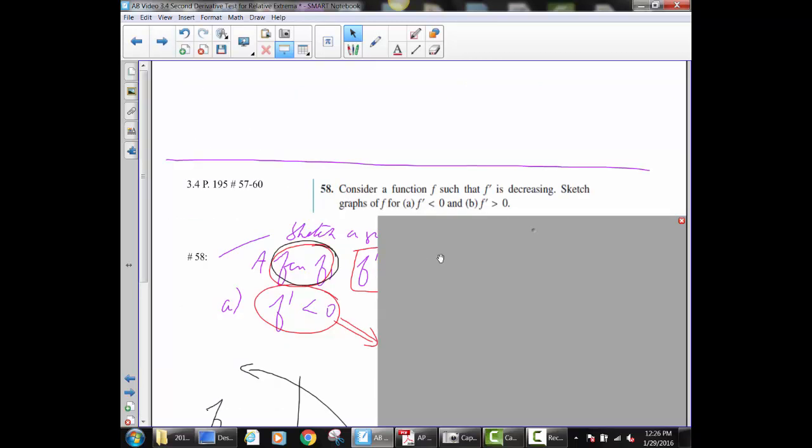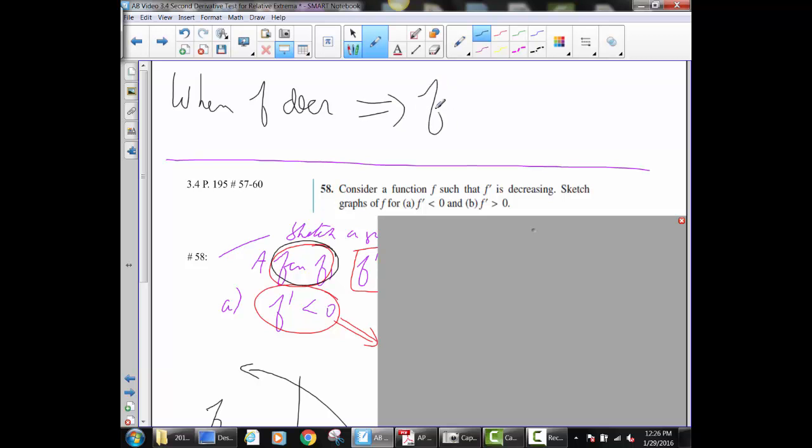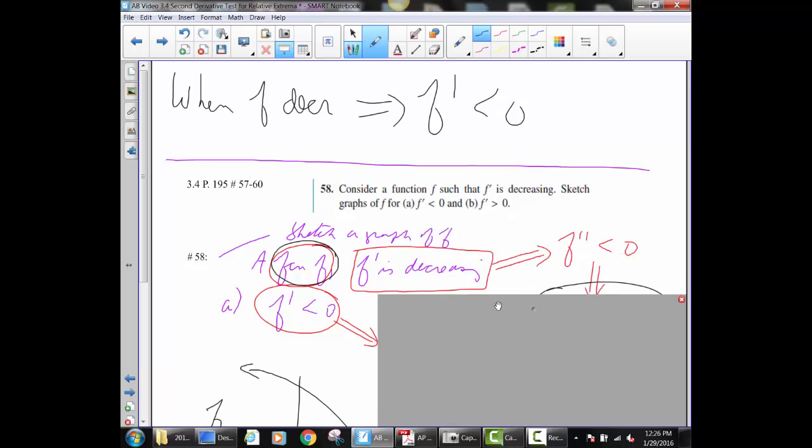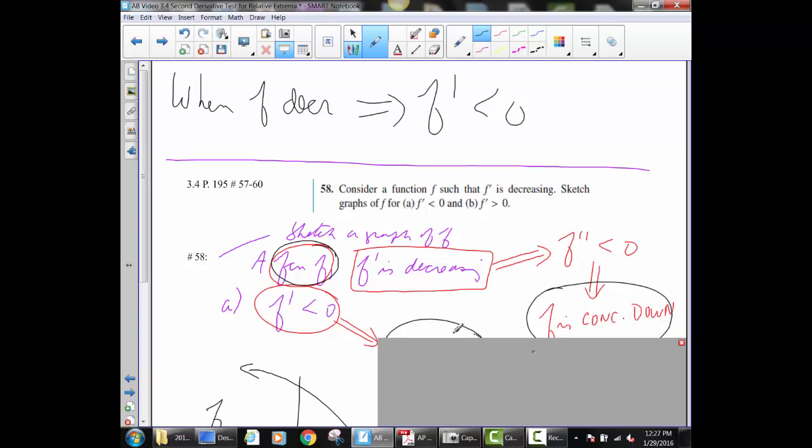Okay, number 58, consider a function f such that f prime is decreasing. Sketch graphs for f if a, f prime is negative, and b, f prime is positive. Now you're going to have to think a little outside the box on this one. Remember, when f decreases, that implies that f prime is negative. So if we go one level further, when f prime decreases, that's going to mean the second derivative is negative.